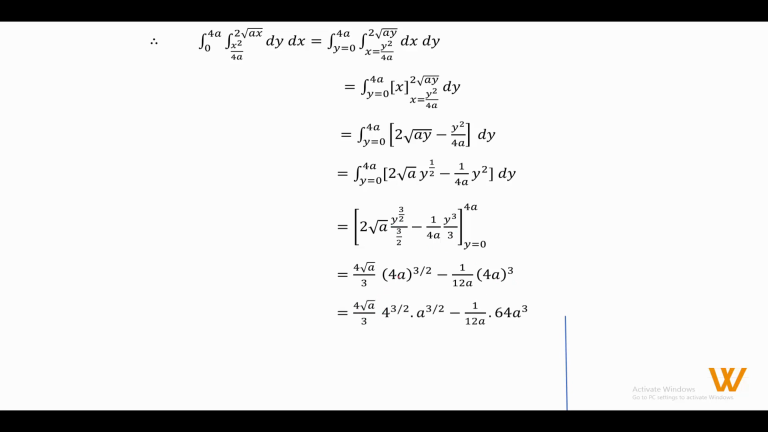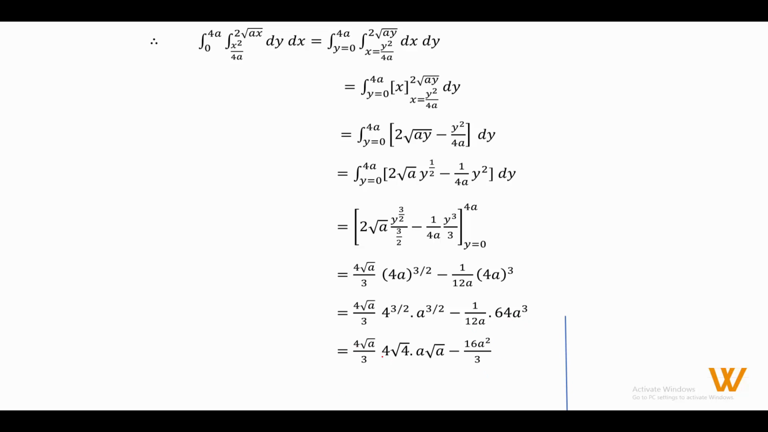Now this is 4a raised to 3 by 2, means 4 raised to 3 by 2 into a raised to 3 by 2, minus 1 by 12a into 4a bracket cube, which is 64a cube, equal to 4 root a by 3. Now 4 raised to 3 by 2 is 4 raised to 1 plus 1 half. 4 raised to 1 and 4 raised to 1 half is root 4, so 4 root 4 into a raised to 3 by 2, which is a root a, minus half. Divide by 4, so we get 16a square by 3.